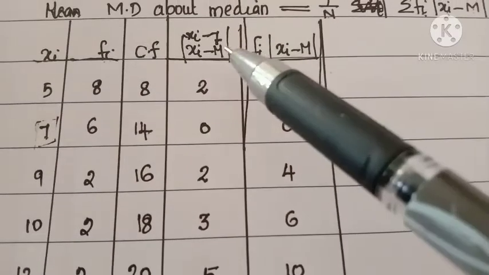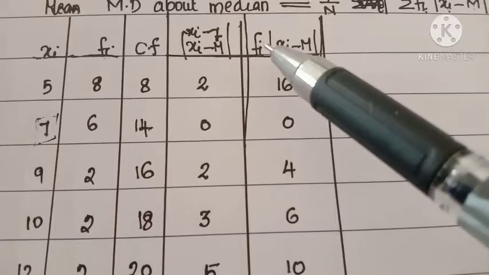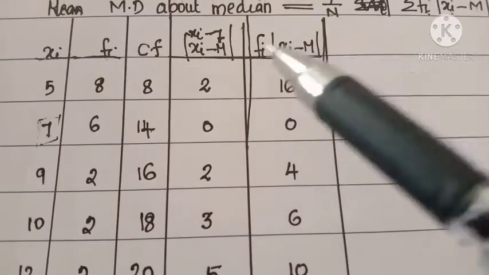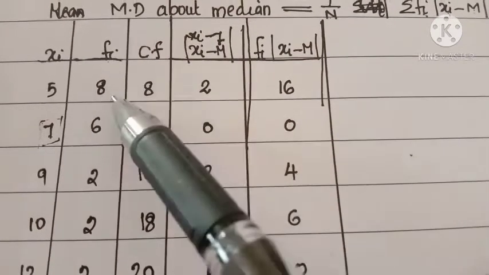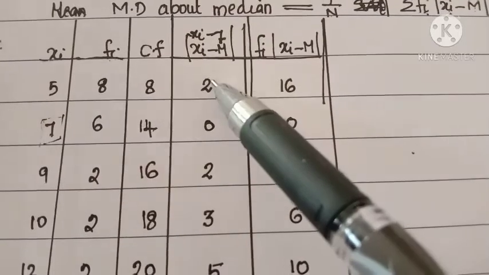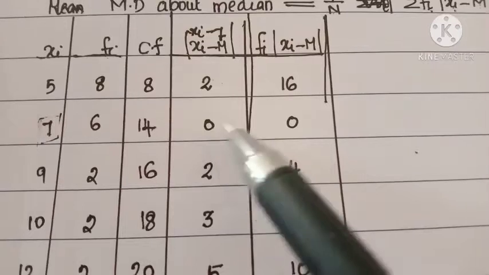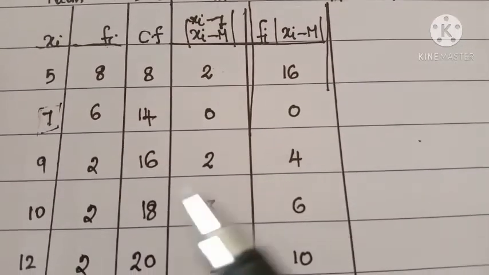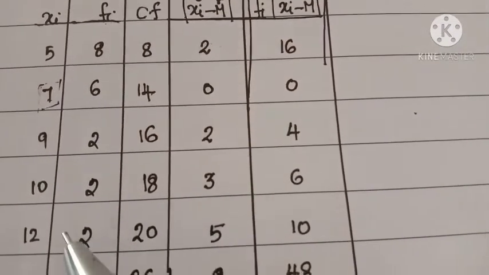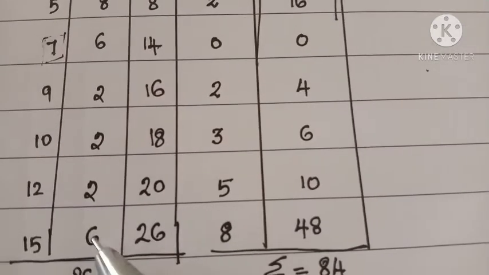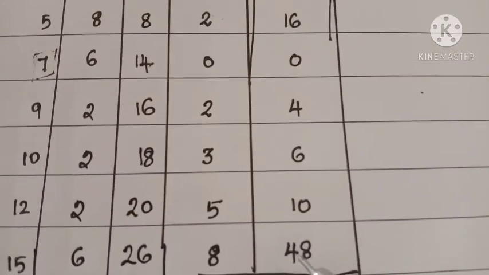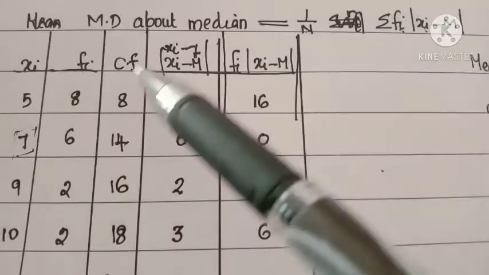Next column is multiply this modulus with frequency fi. So take these two columns, second column as well as fourth column. 8 into 2, 16. 6 into 0, 0. 2 into 2, 4. 2 into 3, 6. 2 into 5, 10 and 6 into 8 is equal to 48. So our table is over.